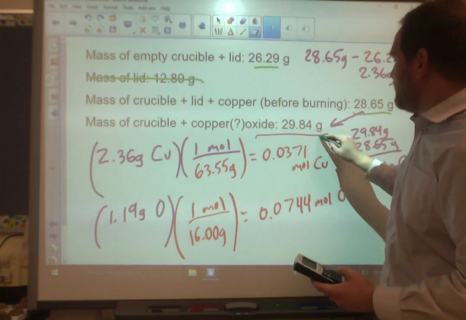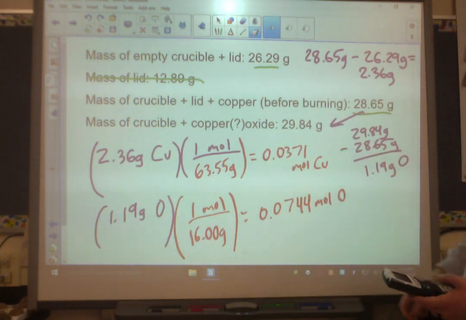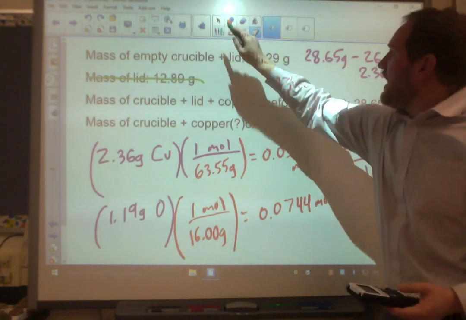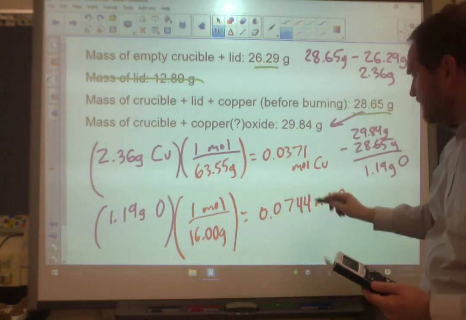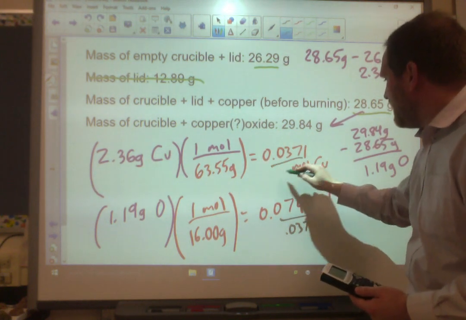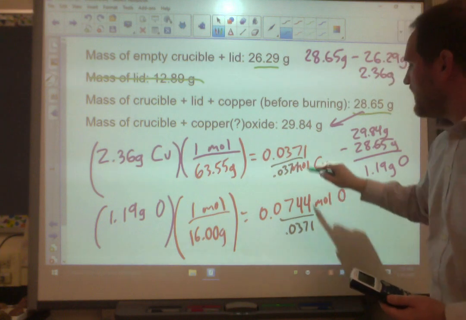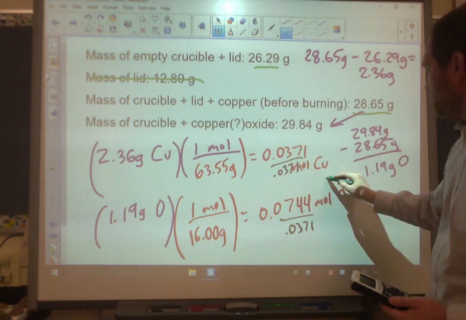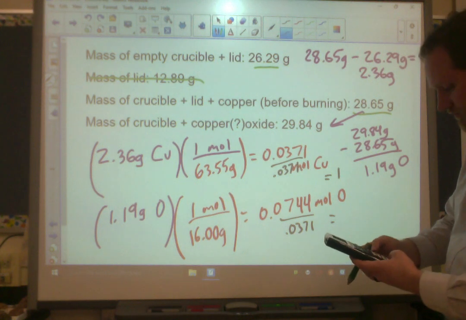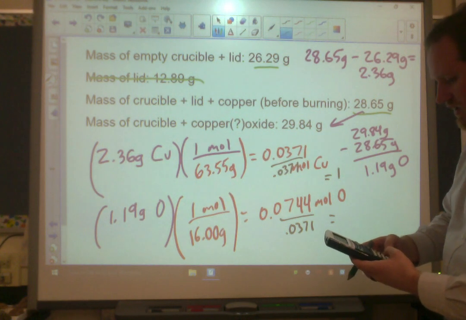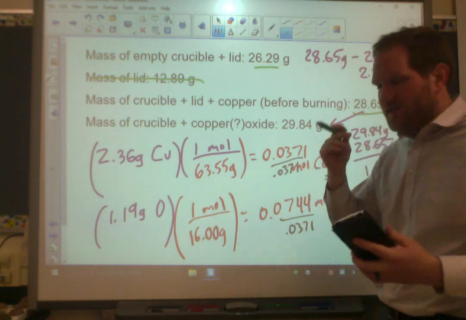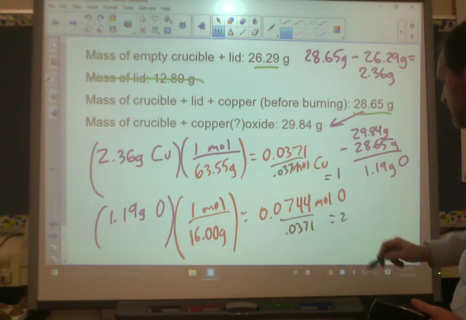I almost boxed it as if it's a final answer. We're looking for a pattern. It looks like 2 to 1 to me. Let's double check. To do that, you divide both of them by the smaller number. So divided by 0.0371, divided by 0.0371. This obviously equals 1. And this looks like 2. It's 2.00539, close enough to 2 that we can, with confidence, say that that is 2.